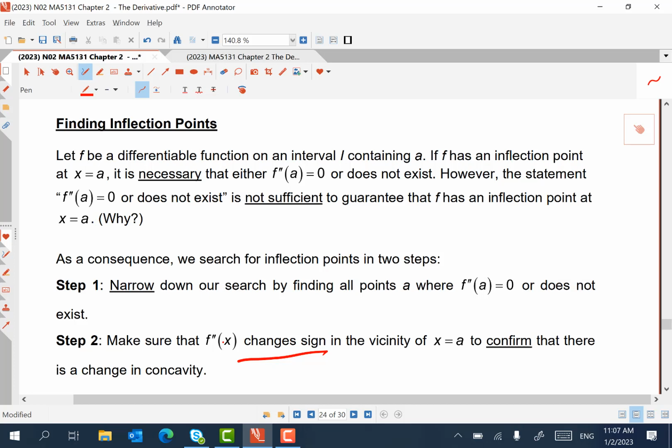Gregory, can you give me an example where a function has second derivative 0 at a point, but it is not an inflection point? What example would you give? The same example will work. The same example shows you that at the point 0, the second derivative is indeed 0, but it's not an inflection point. In fact, it's a local minimum.